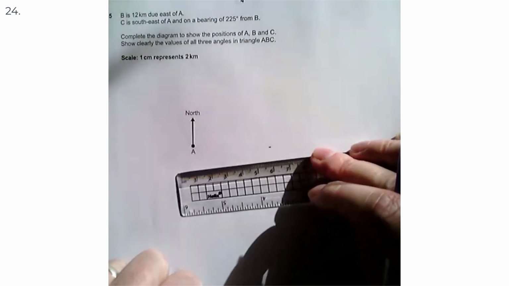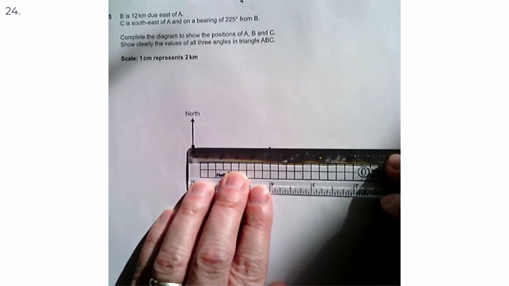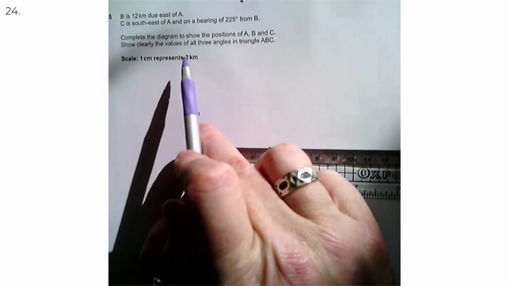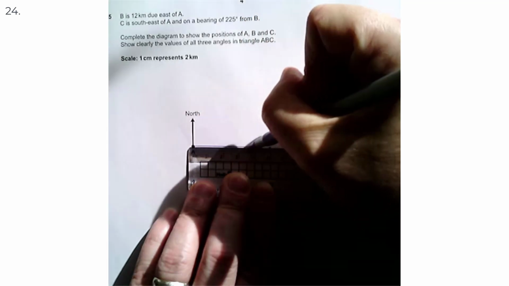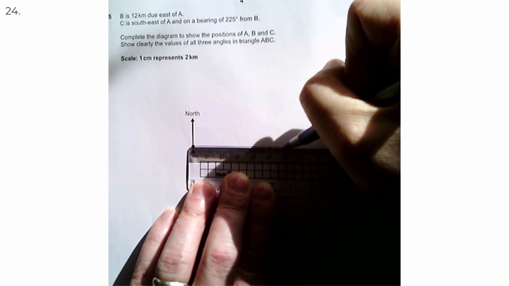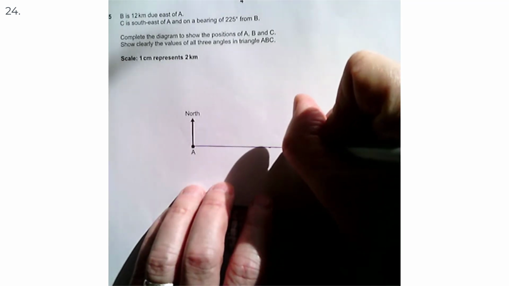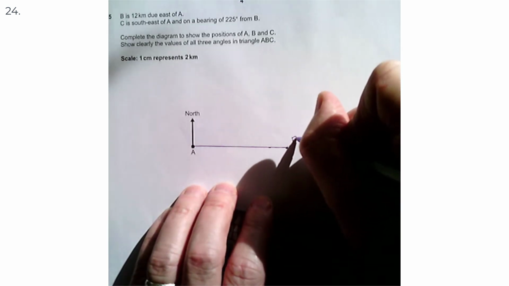Okay, right, so how far exactly is it? Well, we know it's 12 kilometers and we've been given the scale of 1 centimeter represents 2 kilometers. So to draw 12 kilometers, we're going to have to say, well, that's 6 centimeters, isn't it? So carefully measuring along my ruler 6 centimeters and then stopping, that is going to be my point B. Okay. Right. So let's just mark B.